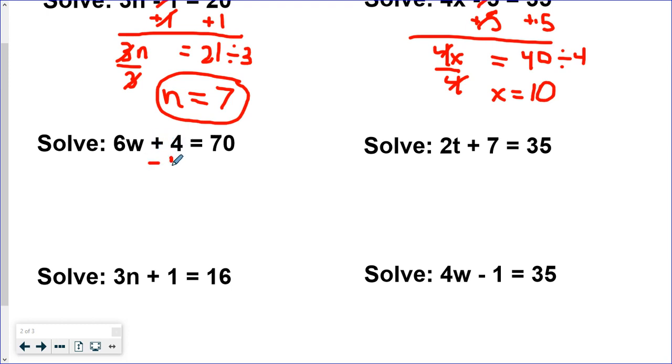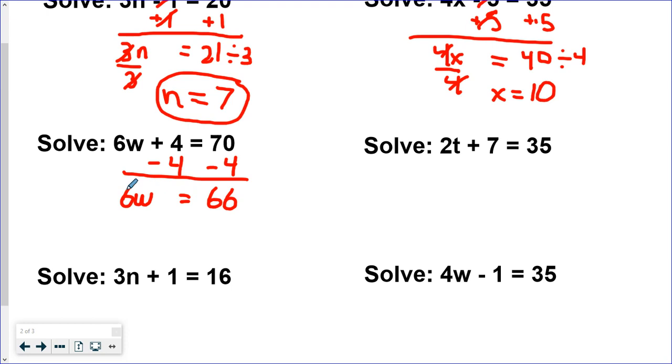Subtracting 4. And again, the reason why I'm doing the opposite, 6th grade, is I'm trying to get rid of this 4 on this side. I don't want this 4 to be here anymore. So the opposite of adding 4 would be to subtract 4. And I'm going to subtract 4 from both sides. And I'm left now, this side here being 6w equals, and I would take 70 minus 4. 70 minus 4 is 66.